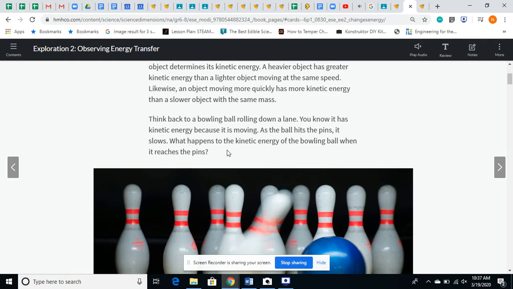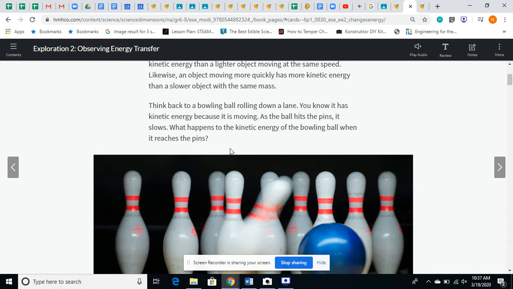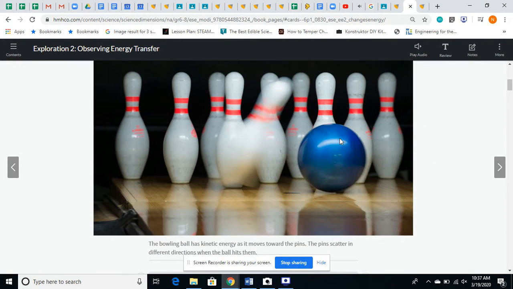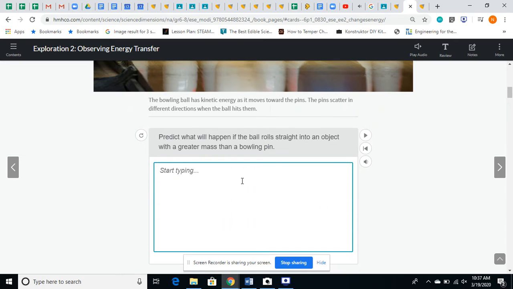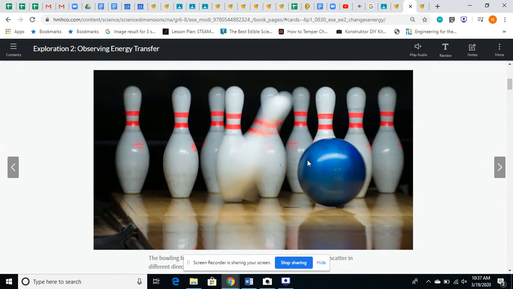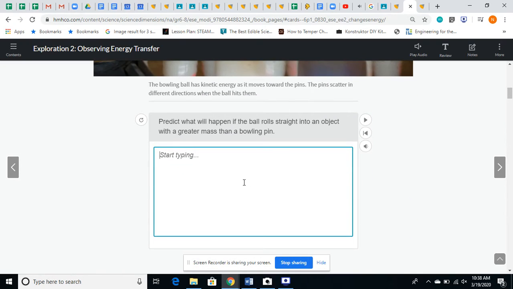I think back to a bowling ball rolling down a lane. You know it has kinetic energy because it is moving. As the ball hits the pins, it slows. What happens to the kinetic energy of the bowling ball when it reaches the pins? This ball does slow down when it hits these pins. What will happen if it rolls straight into an object with a greater mass than a bowling pin? Let's say that these aren't bowling pins anymore. Instead, it's a brick wall. What would happen? You would think the ball would hit the brick wall and stop. It actually might start moving in the opposite direction.